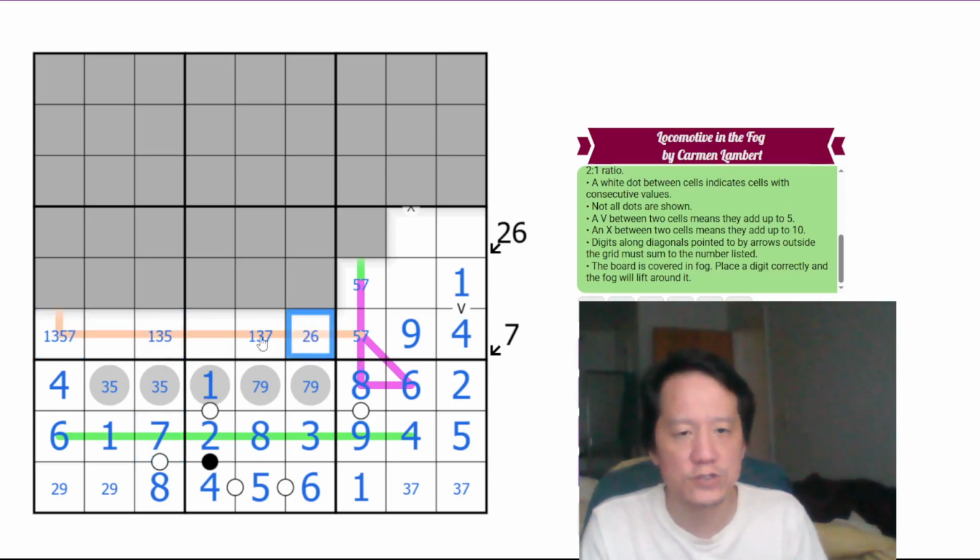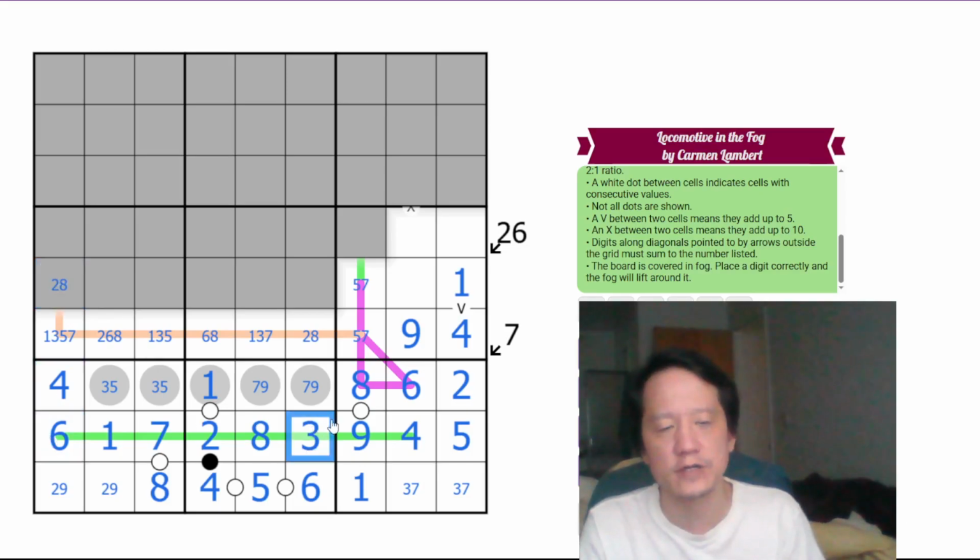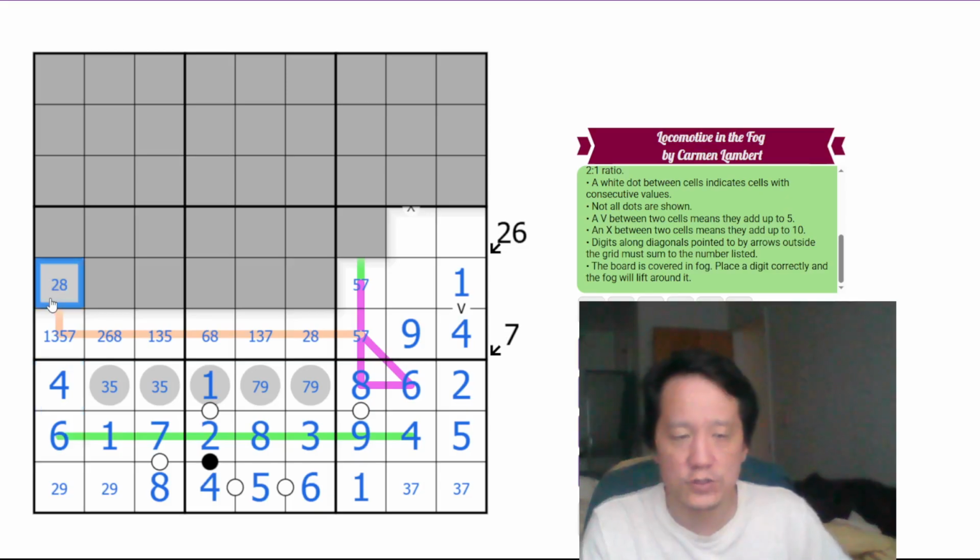And this is 2, 6, 8. This can't be 2, though, because of that 2. This can't be 6 because of this 6. This has to be even. Cannot be 4 or 8, so it's 2 or 8 here. Sorry, 4 or 6. So it's 2 or 8 here.